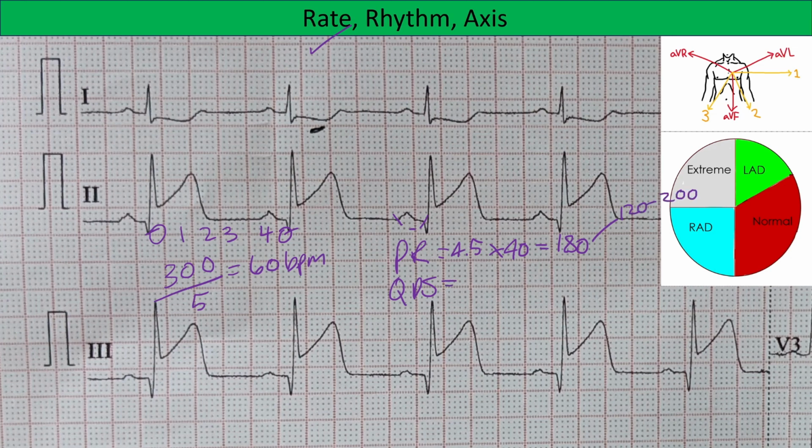The QRS ranges from there to there, which is 2 small boxes. 2 times 40 is 80. As long as this is less than 120, we're happy. So the PR interval is normal, QRS interval is normal.